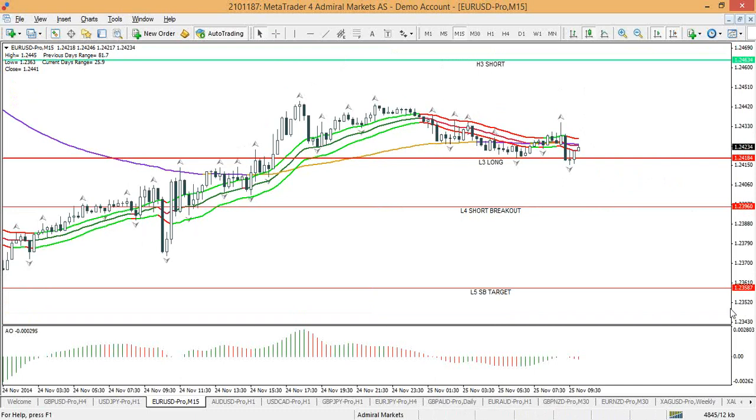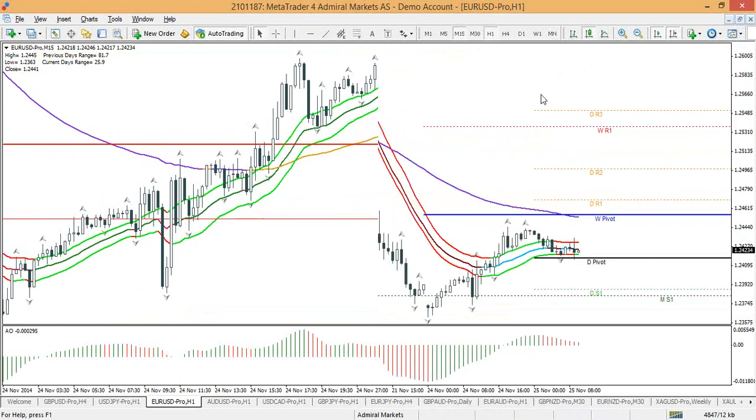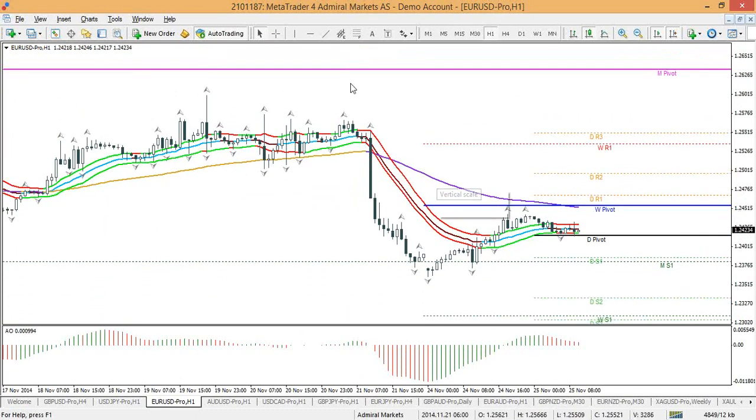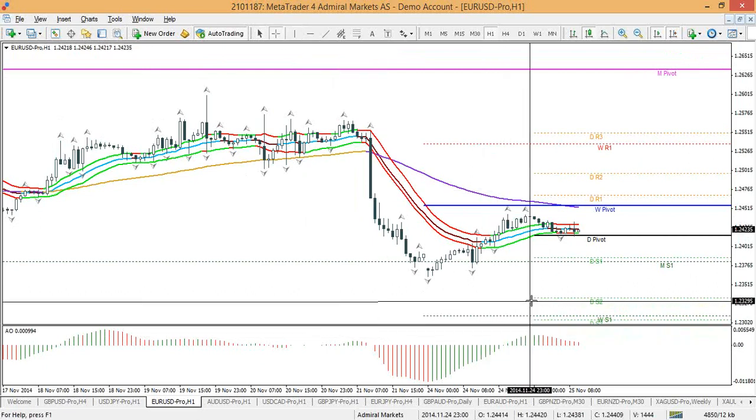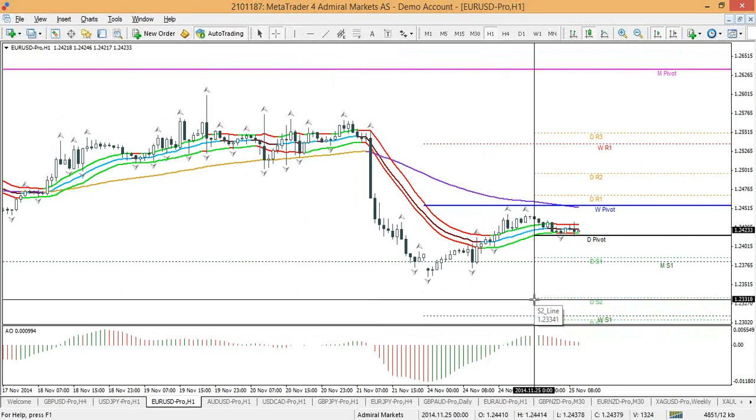Where's the L5? Let's take a look. L5, 123.60. The daily S2 is at, sorry, is at 123.30.